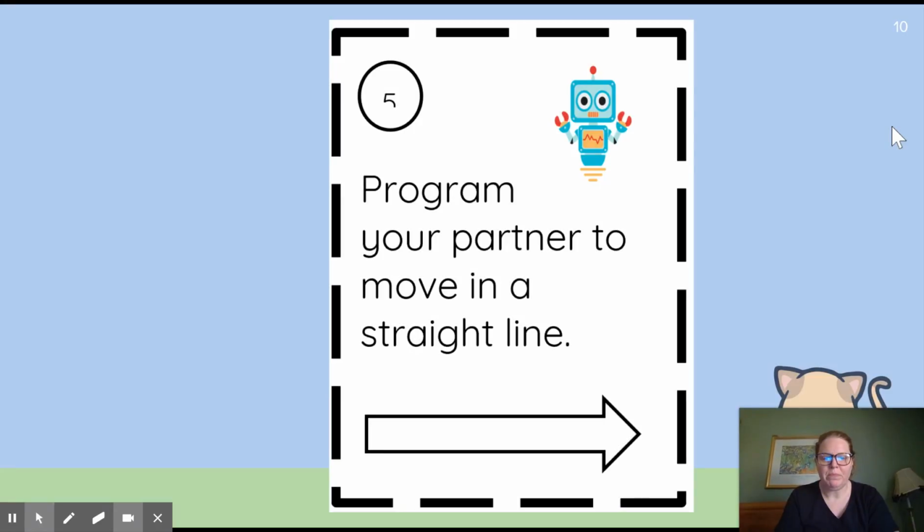So now you're going to program your partner to move in a straight line. You can just say, move forward. Now, a computer, you move forward, and you keep moving forward until the programmer says stop. Programmer, make sure you tell them they have to stop, because the robot will keep going until you give them a command to stop.